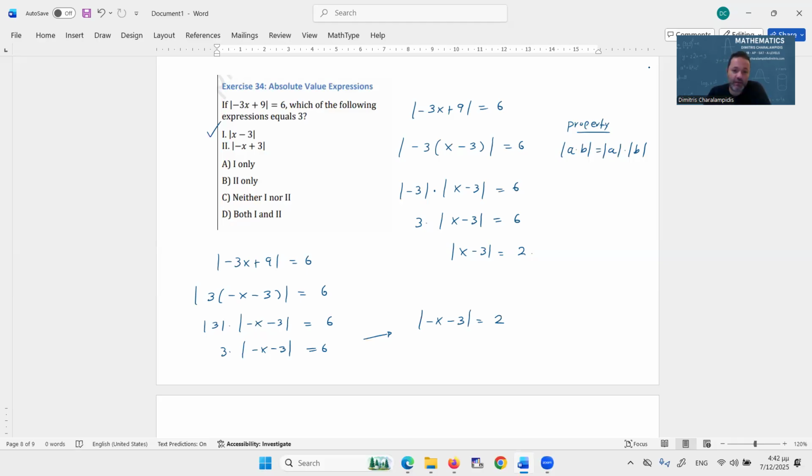It wouldn't be 3 times negative x. It would have been minus x plus 3. Minus x plus 3, minus x plus 3. So yes, minus x plus 3 is also equal to 2, which means that both 1 and 2 are correct. Therefore, the right answer here would have been D.